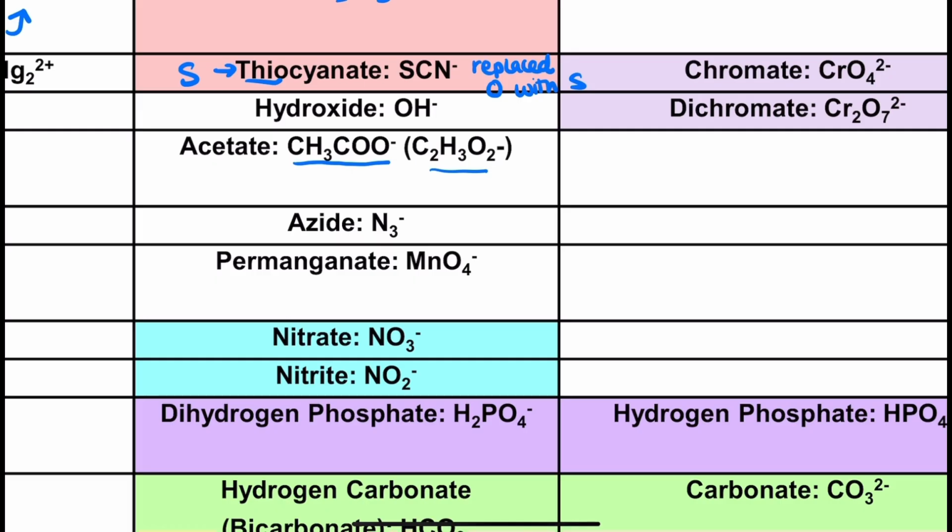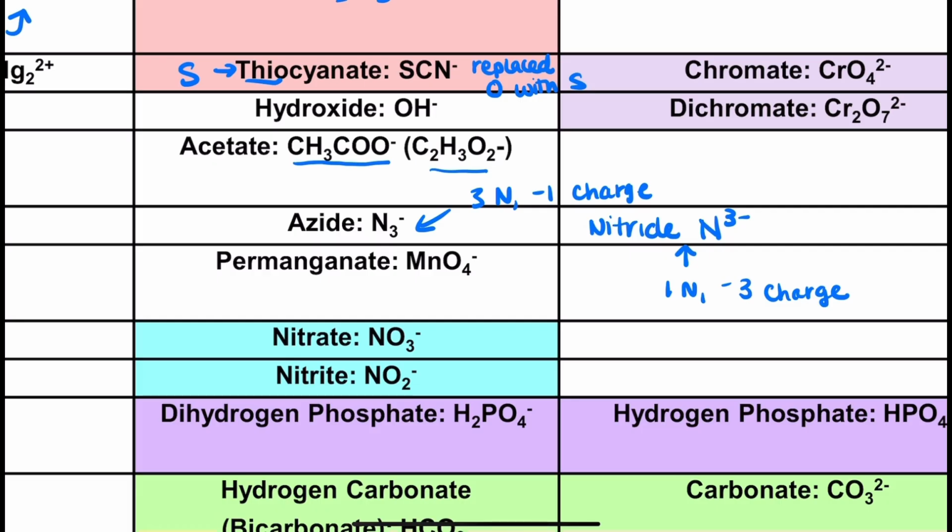Azide, N3 minus. Do not mix this up with nitride, which is N 3 minus. This means 3 nitrogens, -1 charge. Whereas this one means 1 nitrogen, -3 charge. Got nitrogen in the table, we make that an anion, we give it a -3 charge, and the ending of the name becomes nitride. Don't mix up nitride and azide.